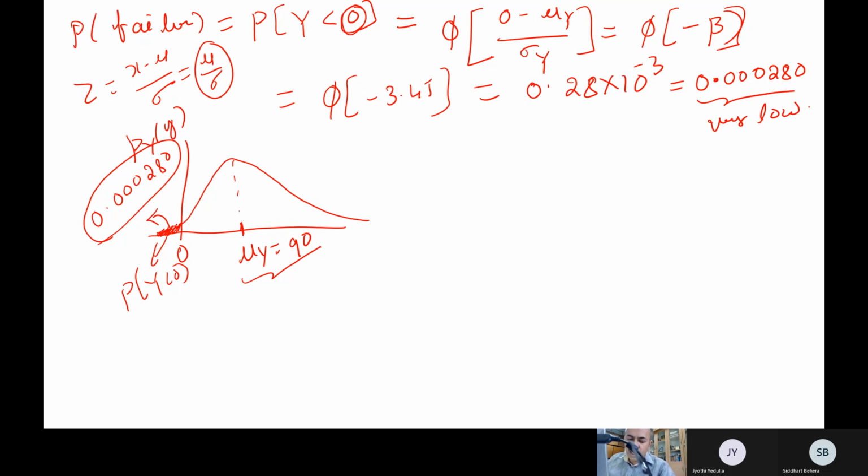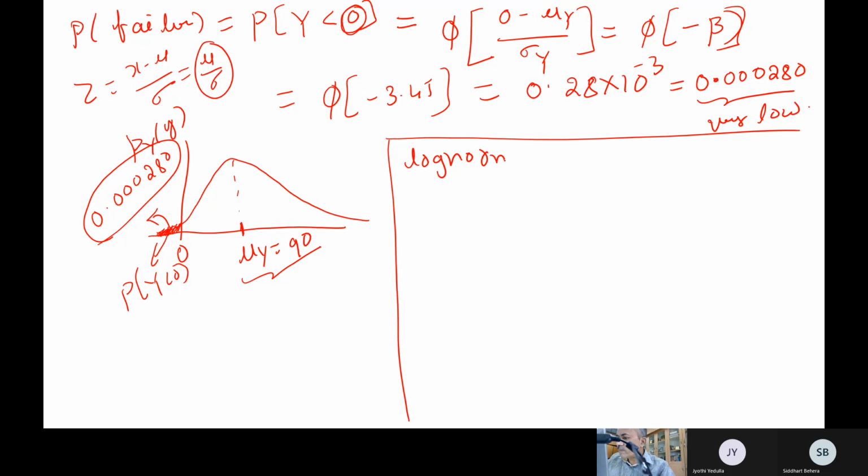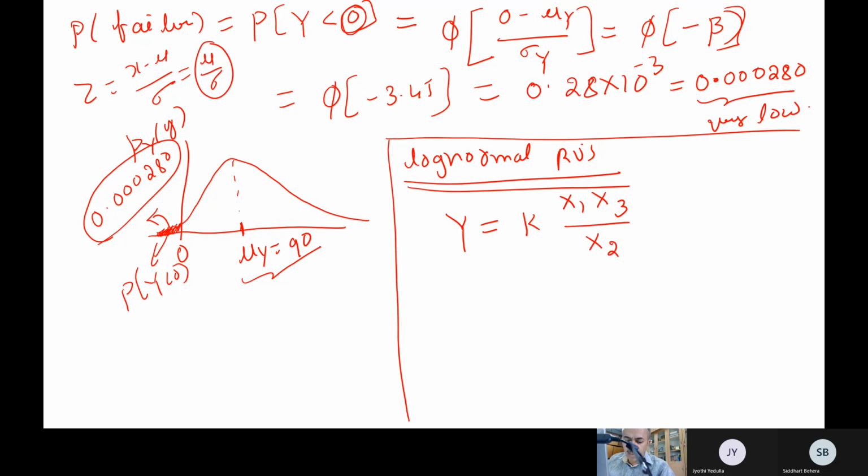Now here some more things will be there. Suppose sometimes we have a log normal random variable. This also is straightforward. Log normal random variables are there. Let us say we have some function y, which we write as k x1 x3 by x2. All are log normal basically. So x1, x3, x2 are all log normal random variables.